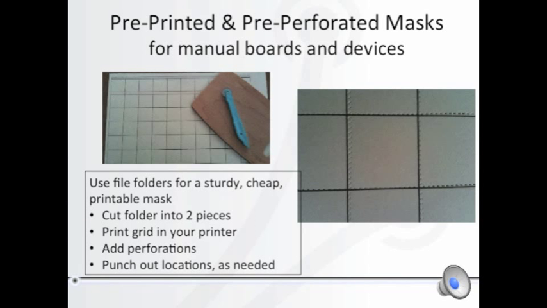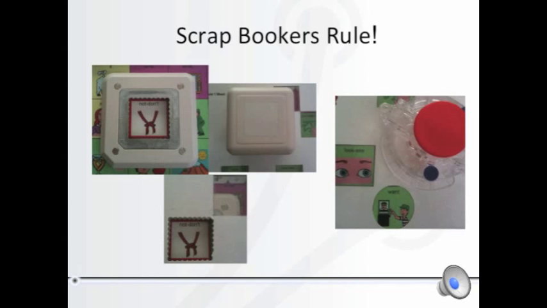I pre-make grids so that I can quickly punch out the locations to show only the target vocabulary of the lesson. You can also use scrapbooking supplies to make visual masks. The square punches have a defined size, while the cutting wheel can be adjusted to various sizes.